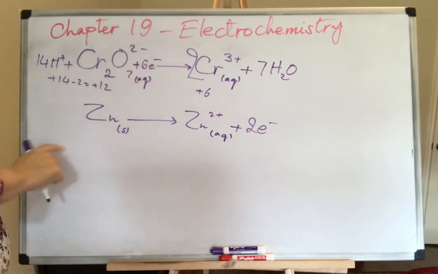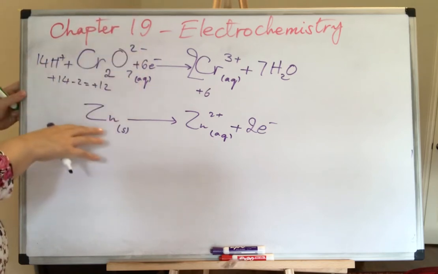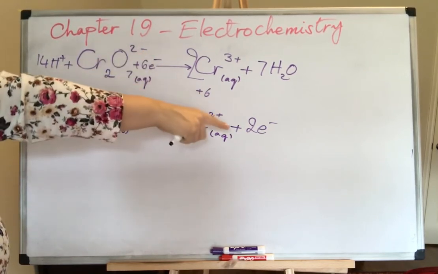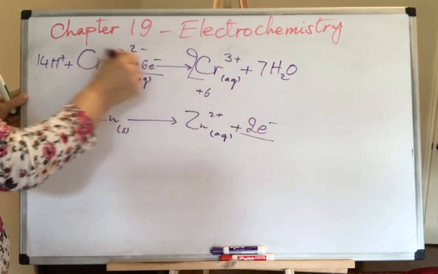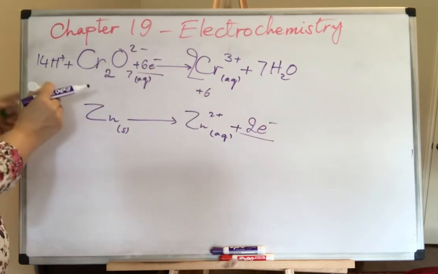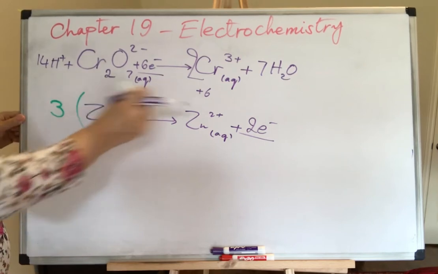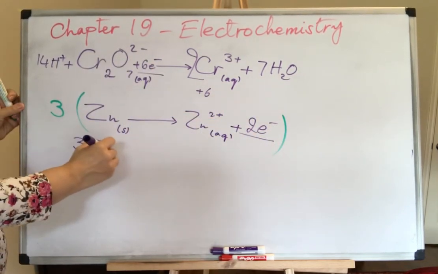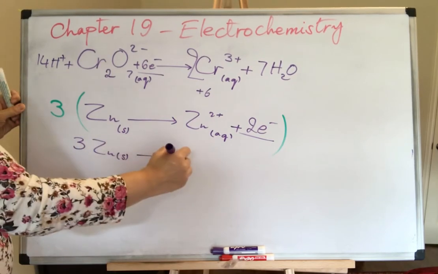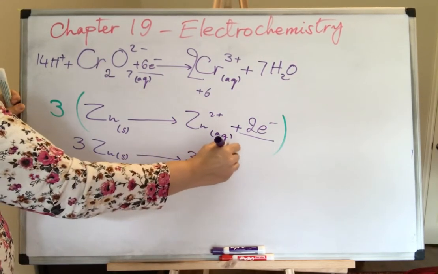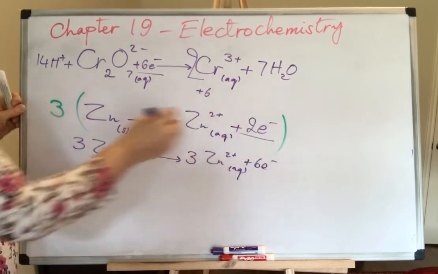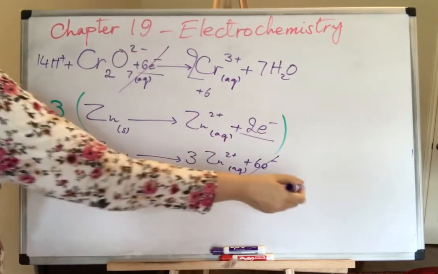Now, again, we are done with the 2 half reactions, but you are supposed to add them to each other. But before that, you need to make sure the number of electrons are the same, which is not here. So you multiply the bottom one by 3 to make them the same. 3 zinc solid gives 3 aqua zinc plus 6 electrons. So 6 and 6 are canceled.